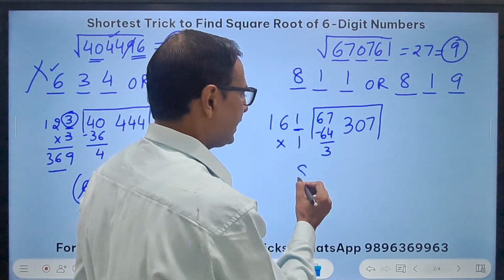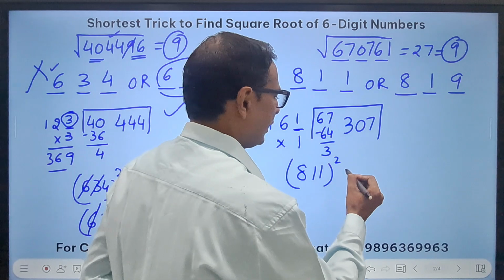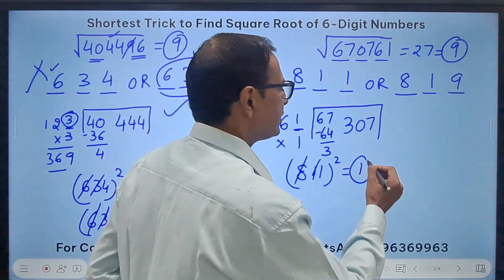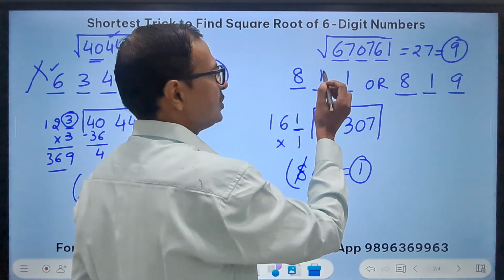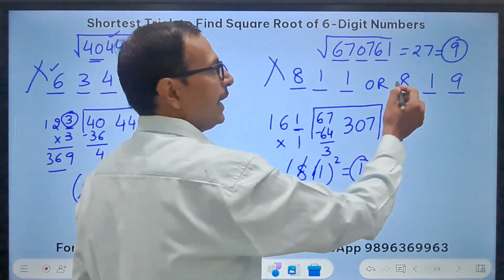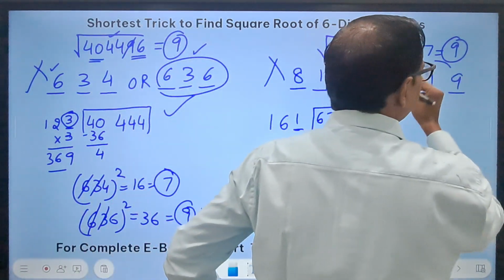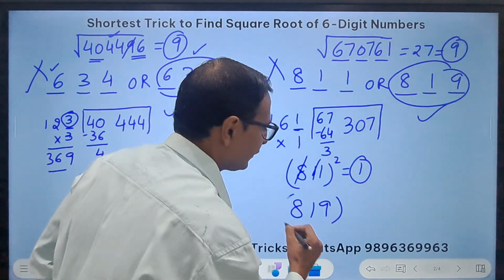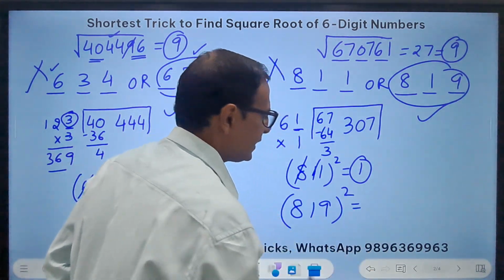Let's try 811 square. Now 8 plus 1, 9, cancel out. 1 square is 1. So the single digit is 1, whereas we want a 9. So probably this is rejected, and this should be my answer. Now I need to check whether 819 is the answer or not. For that, I'll do 819 square.